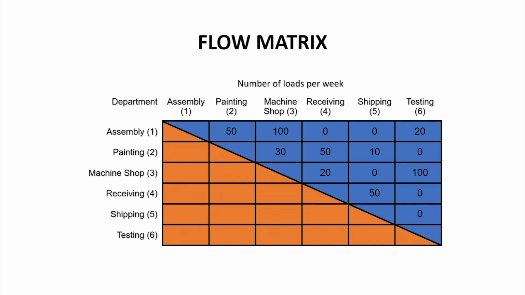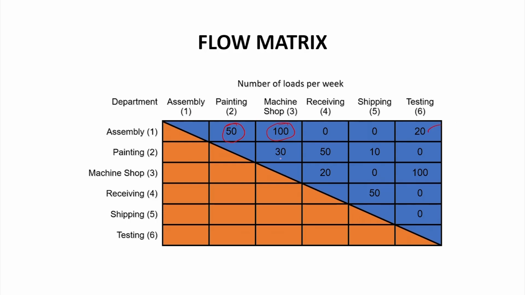This is the flow matrix, a very simple table, where we say that from assembly to paint shop there are 50 units of flow. There may be 50 trolleys or 50 components or trips of the material handling system from assembly to painting area. Similarly, from machine shop to assembly area there are 100 movements. From assembly to receiving area there is no movement, assembly to shipping there is no movement, assembly to testing there are 20 such movements.